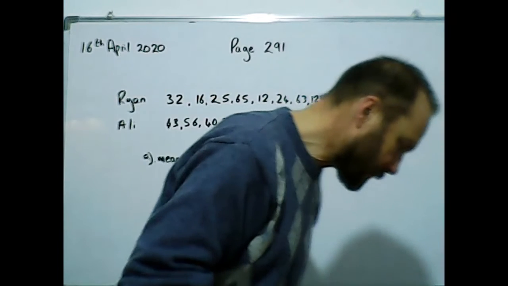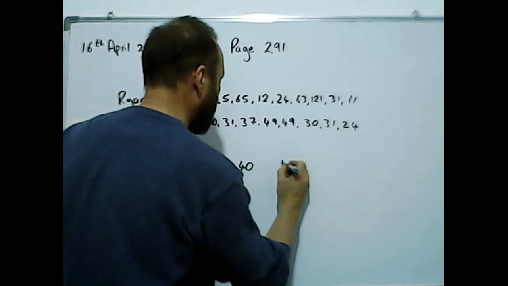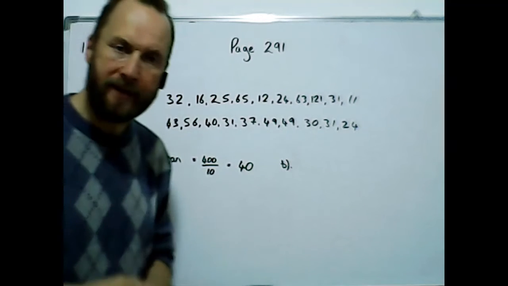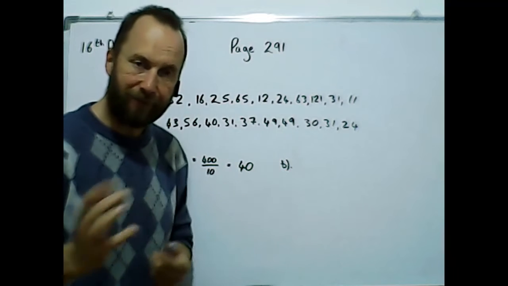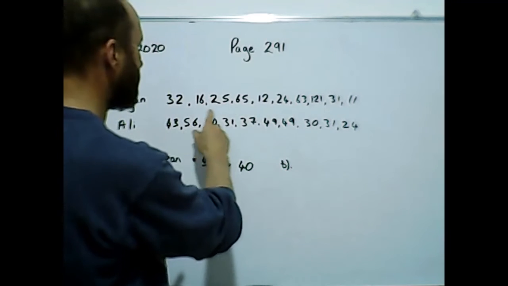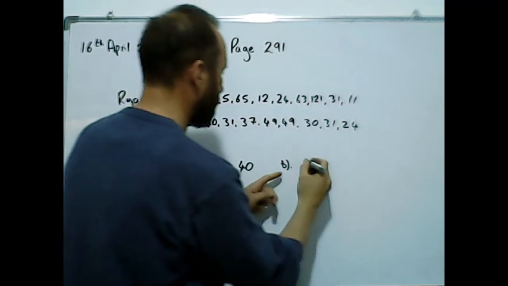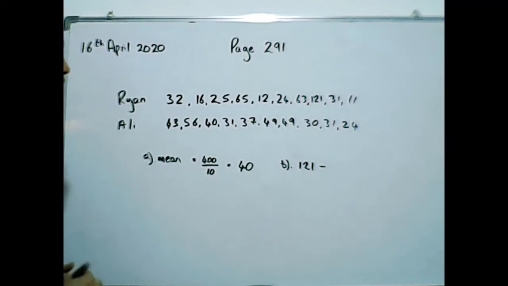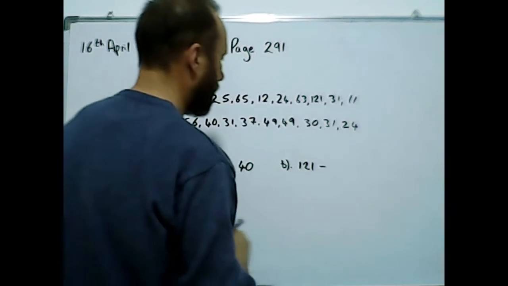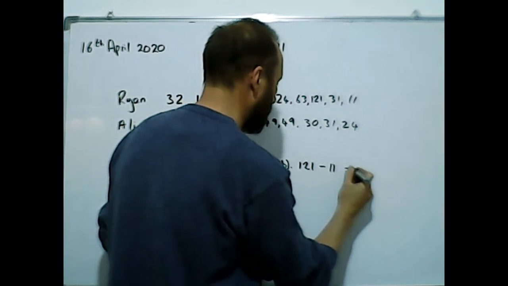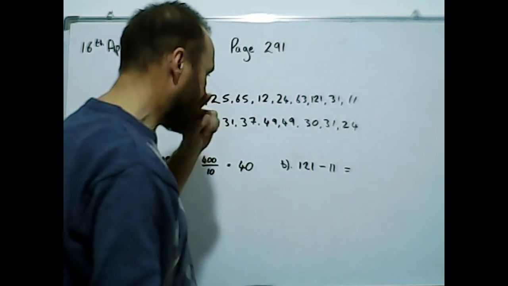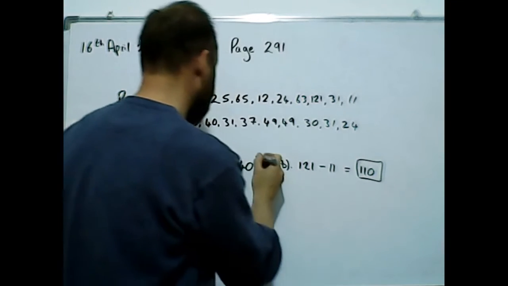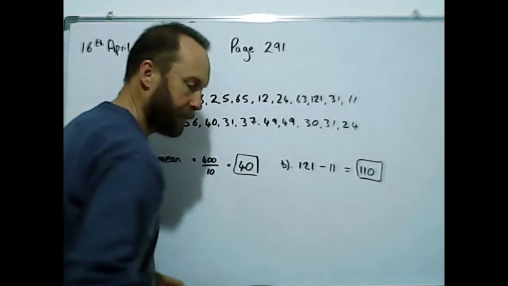The next question says work out the range for y. The range, what did you say the range was? The range was from the lowest number to the highest number, the difference between them, okay? So what's the highest number here? 121, okay? You did well on that one. 121 minus the lowest number here, which is 11. 121 minus 11 is 110. So that's our answer there. Okay, that's the range. Yeah?